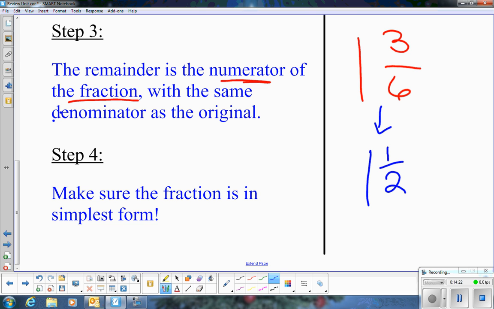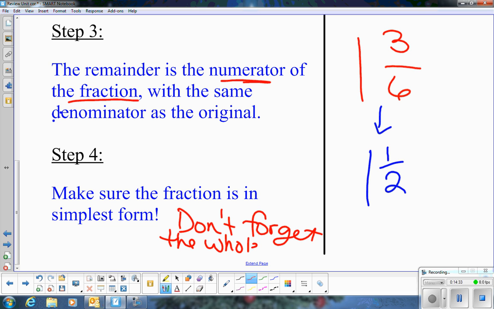And don't forget the whole number on your final answer. I see that happen a lot. They get done, they simplify the answer, and then when you recopy it, you forget to transfer that whole number, and that makes your answer wrong.